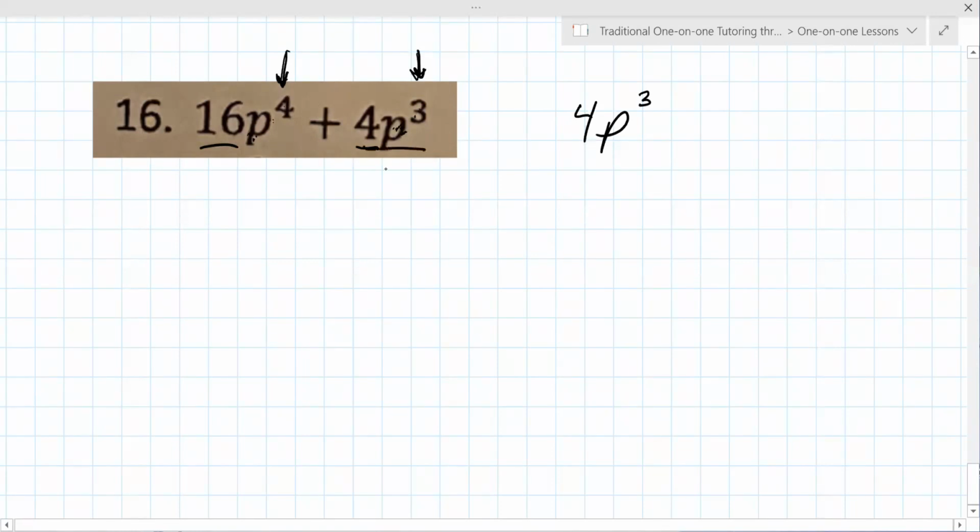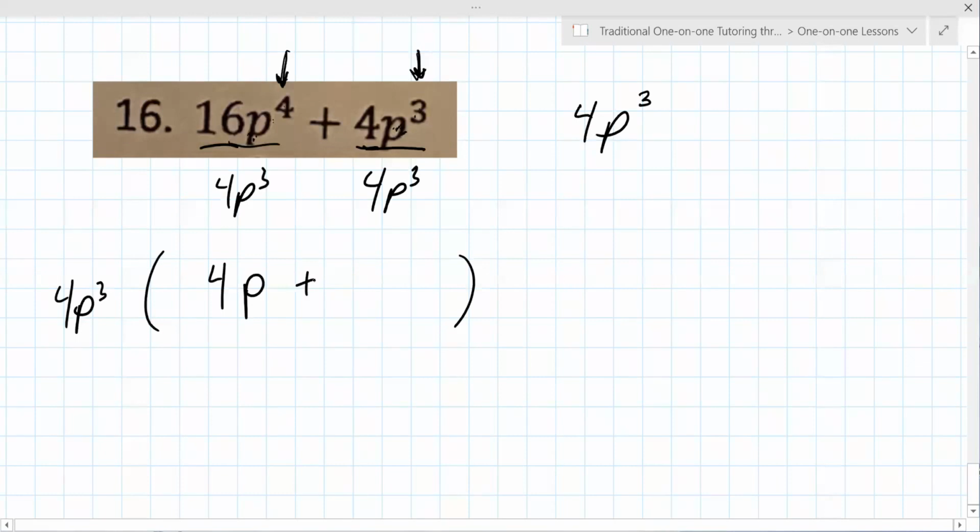So this is what you divide both of these by, 4p cubed, and you write that on the outside here. What is 16 divided by 4? 4. Good. And then p to the fourth divided by p cubed: you have 4 of them up here and only 3 here. That leaves p. This is something divided by itself. What is something divided by itself?